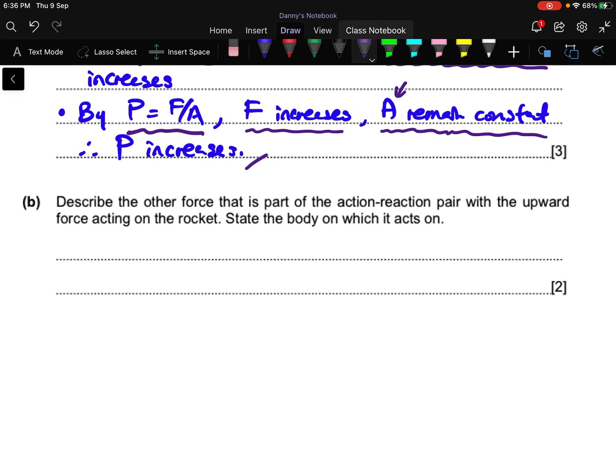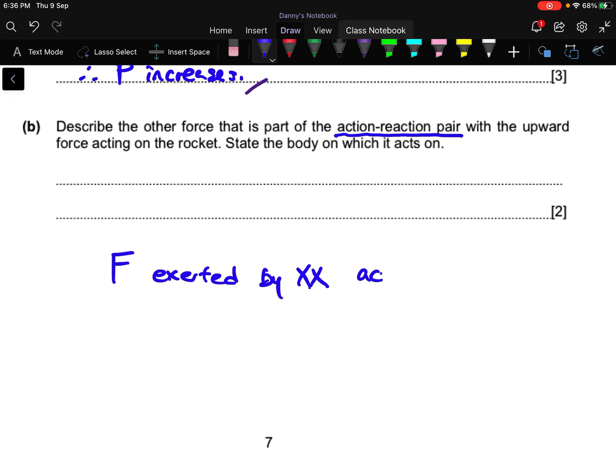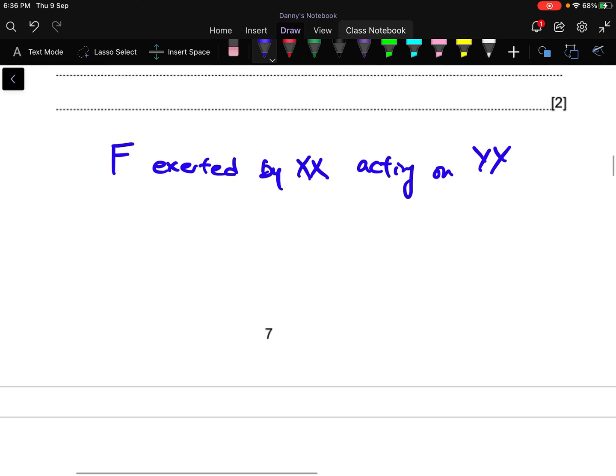For part B, it is a challenging question because it tests you on Newton's third law. Newton's third law, actually nothing to be afraid of. Once you see an action-reaction pair, it is very straightforward. What is an action-reaction pair? A force consists of two parts. A force must be exerted by something, and it must be acting on another body.